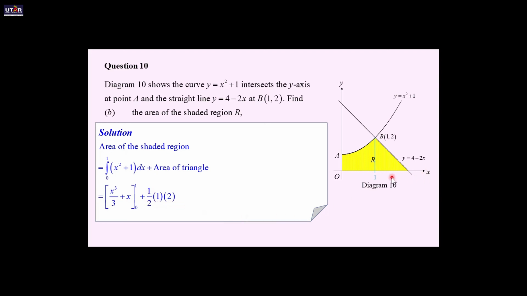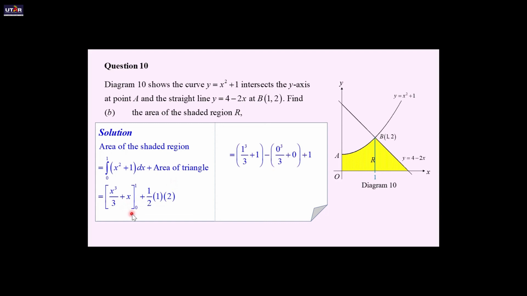For the base, from the equation of the straight line, y is equal to 4 minus 2x. At the x-axis, y is equal to 0. So when 0 is equal to 4 minus 2x, x is equal to 2. So the base is equal to 2 minus 1, which is also equal to 1 unit. Whereas the height is the y-coordinate of point B, which is 2 units. So you have half multiply 1 multiply 2 as the area of the triangle.